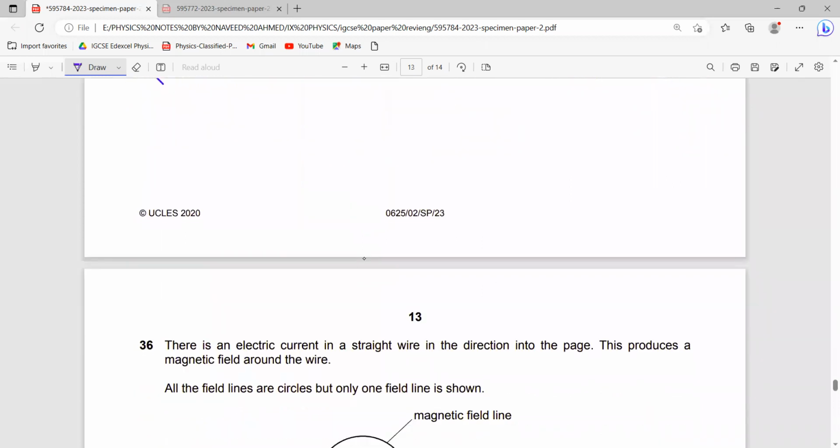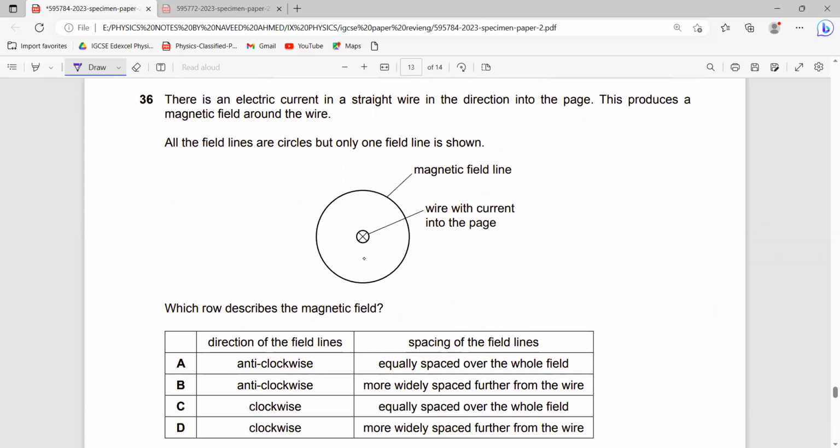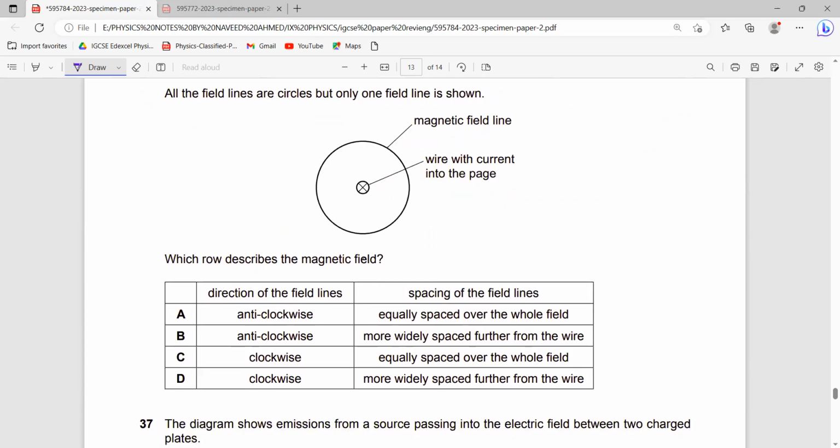In question number 36, you can see there is an electric current in a straight wire in the direction into the page. This produces a magnetic field around the wire. All the field lines are circles, but only one field line is shown. Here the magnetic field line is in the form of a circle. As you can see, this is the magnetic field line and this is the current. There is a cross, which shows the current is into the paper. You know about the dot and cross diagram.